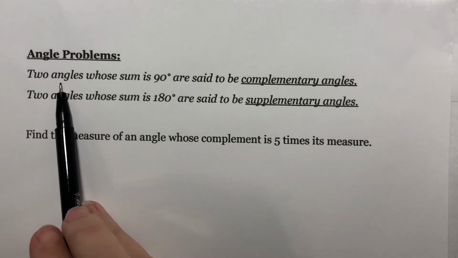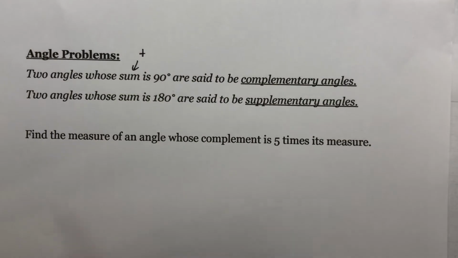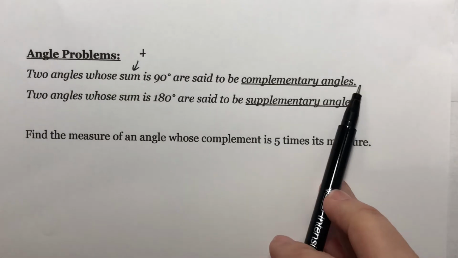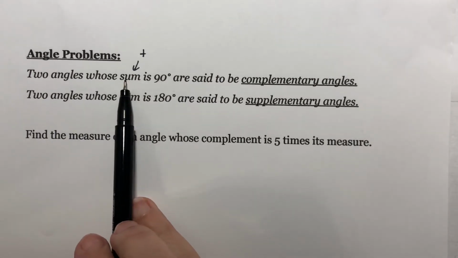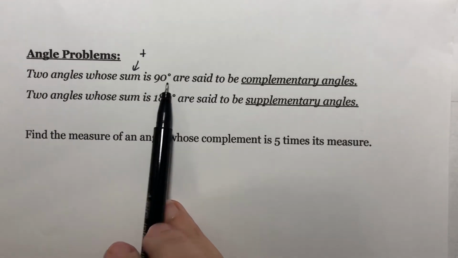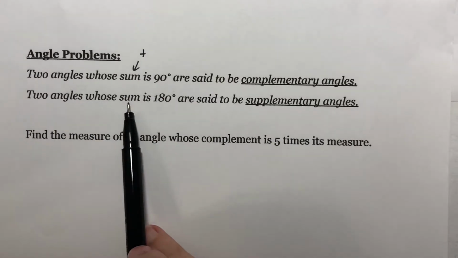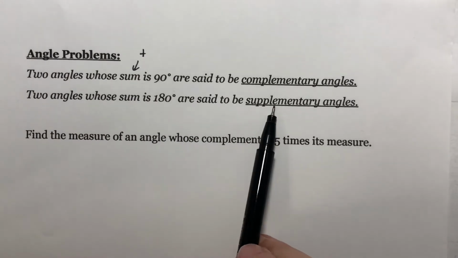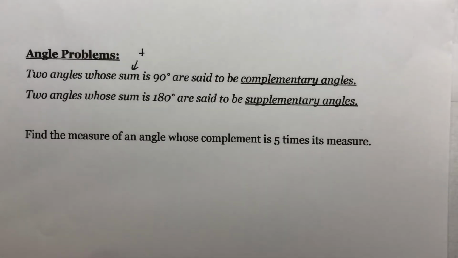Two angles whose sum, remember sum is the answer to an addition problem, is 90 degrees, are said to be complementary angles. Okay? So if there are two angles and I add them up in degrees and they equal 90, they are complementary angles. Two angles whose sum is 180 degrees are said to be supplementary angles. Okay, now visually, what does that mean?